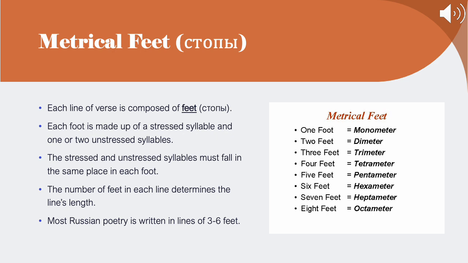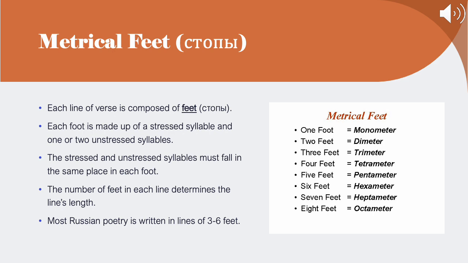So in syllabotonic poetry, each line of verse is composed of feet. And so you talk about how many feet there are per line of verse. And each foot is made up of one stressed syllable and one or two unstressed syllables. So basically each stress creates a foot, and then that stress is going to have with it either one or two unstressed syllables as well. And that unit is called the foot. And the stressed and unstressed syllables must fall in the same place in each foot. And there will be examples in the next slide. So you'll see what that actually means.